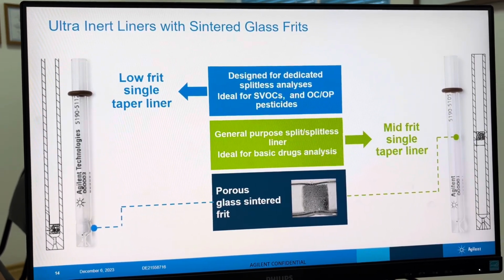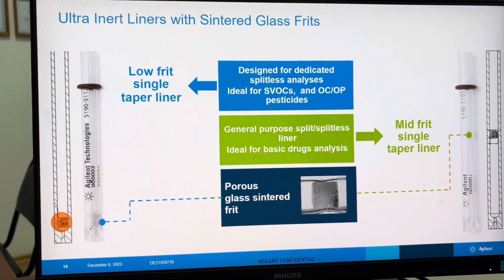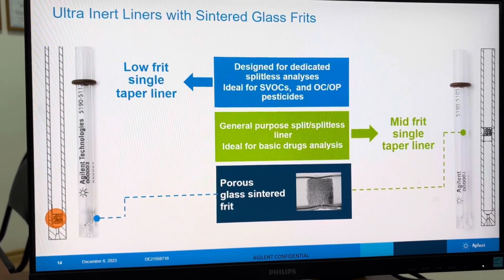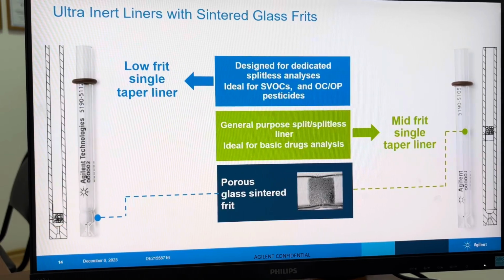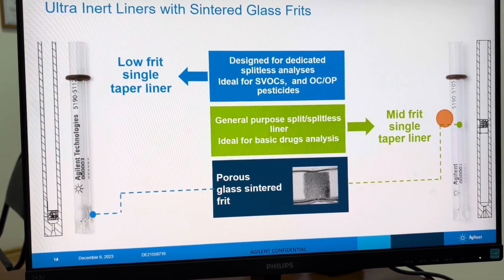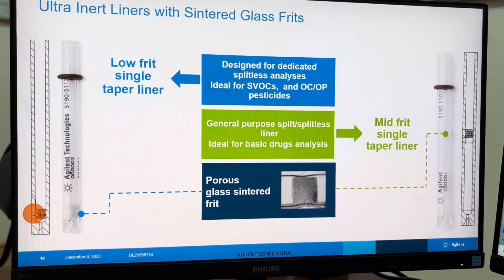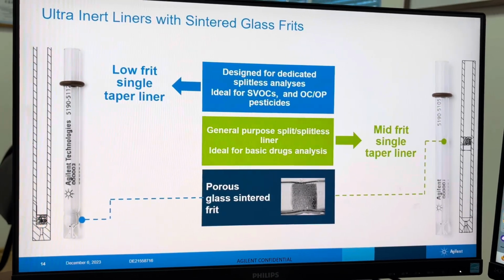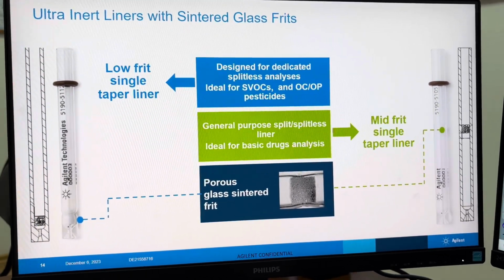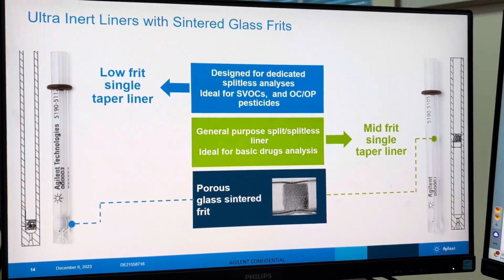And another one is the mid one, a splitless liner, ideal for basic threads, not the lower one, because it will have more absorption of the active compounds, more basic compounds with amines and all. Generally, we have a highly active nature. For that purpose, it is better to use a mid single taper liner.